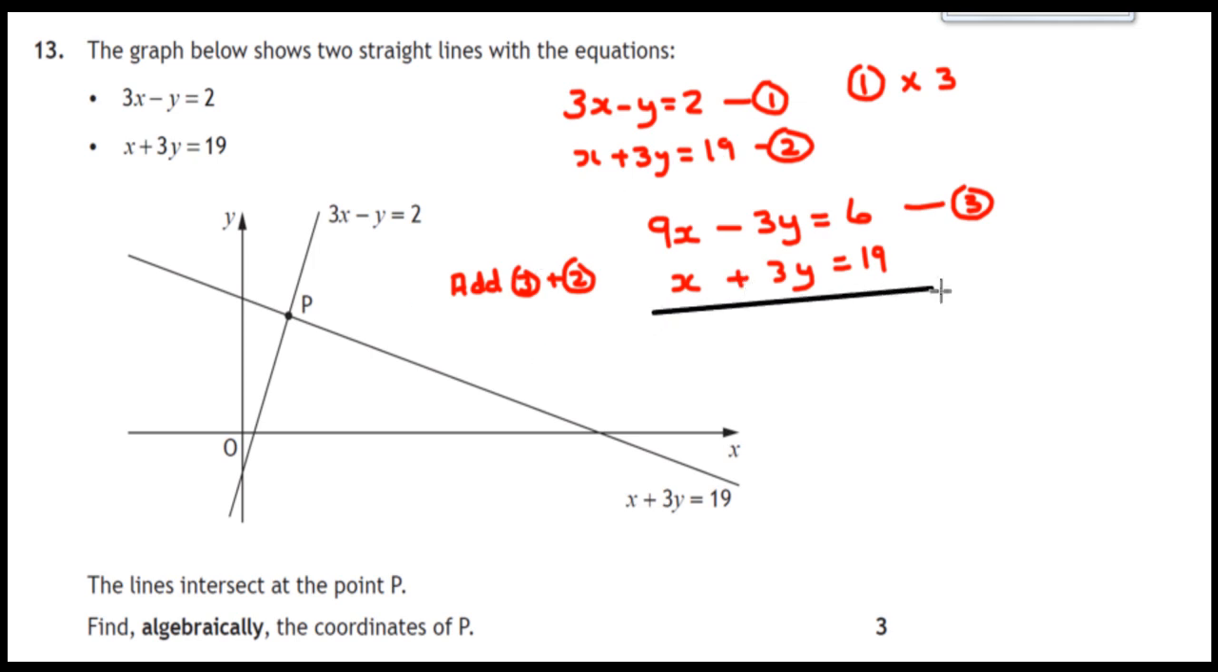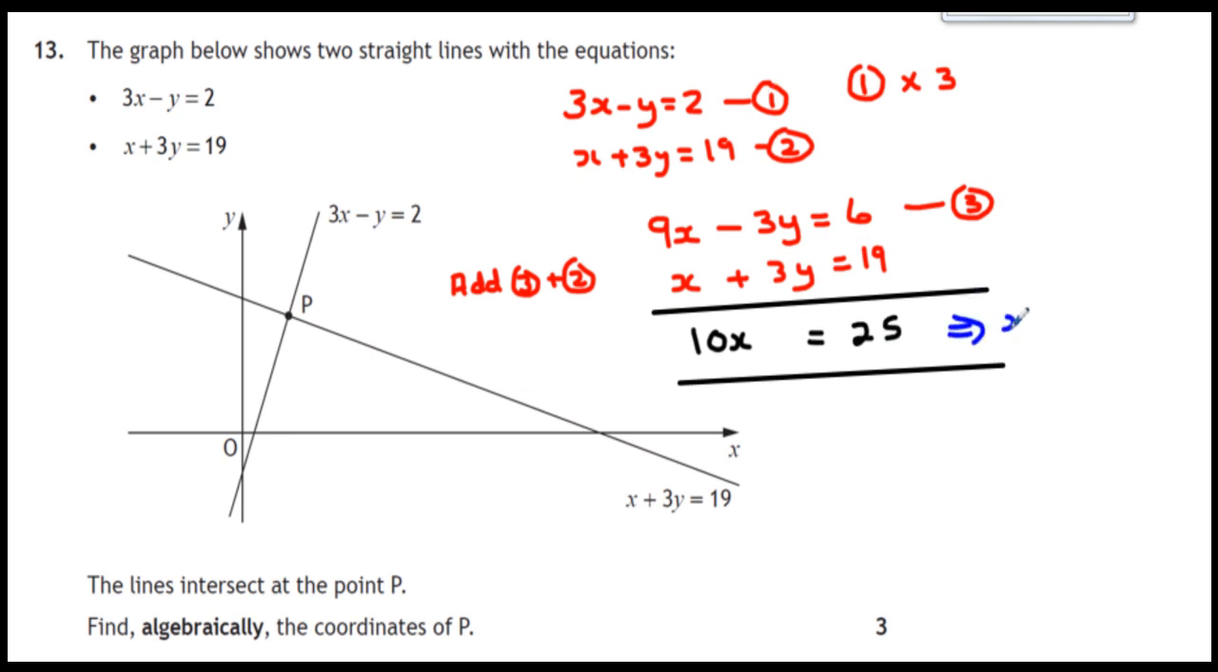Right, so the last thing left to do then is to add those equations. So 9x's plus another 1x gives me 10x's, and minus 3y plus 3y, they disappear, that was the whole point of it. 6 and 19 is 25. So therefore, from that, if I want 1x, x is equal to 25 divided by 10, which is 2.5.